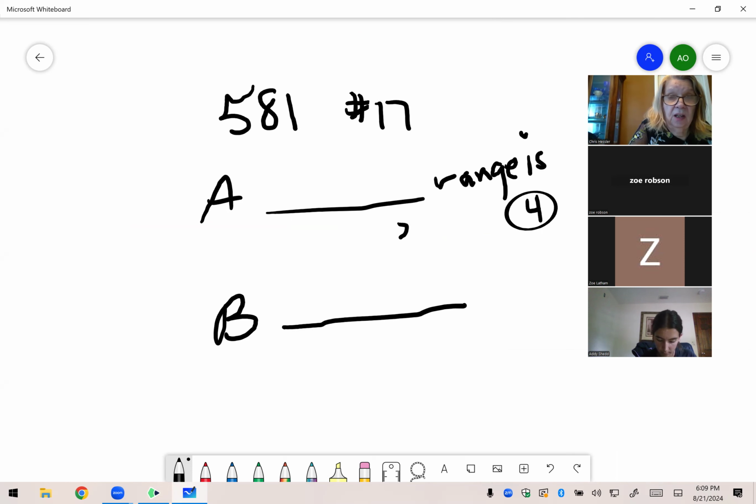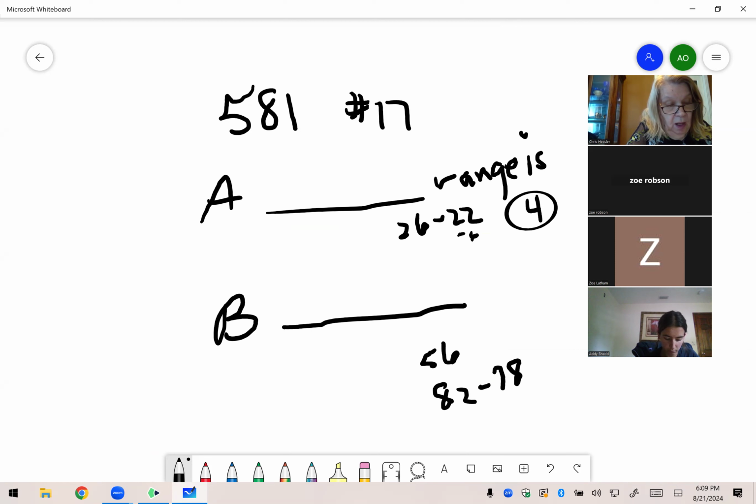Whether we do 26 minus 22, or whether we add 56 to that, or whether we do 82 minus 78, we would still get 4. And the medians are going to be exactly... No. The ranges are the same. The ranges are the same. So it's C, right? Yeah.